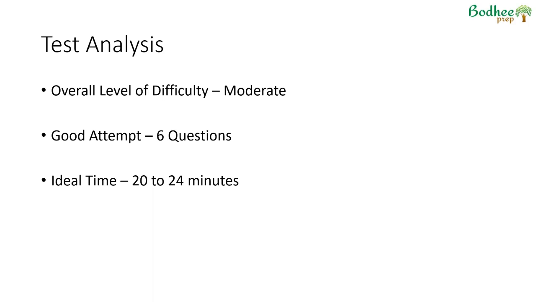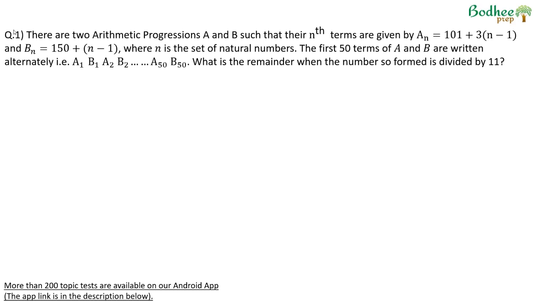If we do look at the questions, question number 1 says there are two arithmetic progressions A and B such that the nth terms are given by, for A n it is 101 plus 3 times n minus 1, for B n it is 150 plus n minus 1, where n is a natural number. The first 50 terms of A and B are written alternately, a1 b1 a2 b2 and so on till a50 b50. What is the remainder when the number is divided by 11?